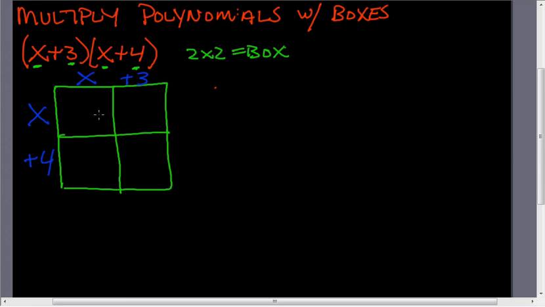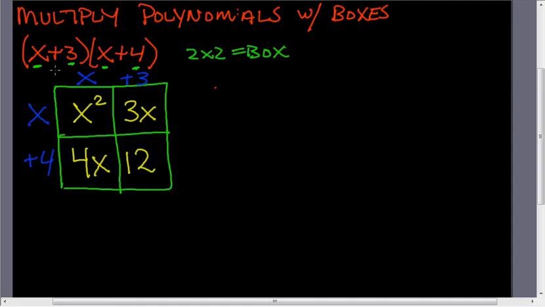Now inside the boxes, I'm going to put what I get when I multiply the things on the outside. So in this first box, what do I get when I multiply x times x? x times x is x to the power 2. This box here, multiply what's on the outside. x times 3 is 3x. This box down here is 4 times an x. And this box in the lower right corner is a positive 4 times a positive 3, which is positive 12.